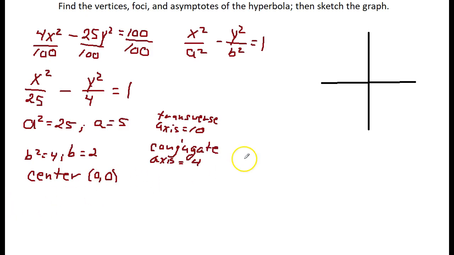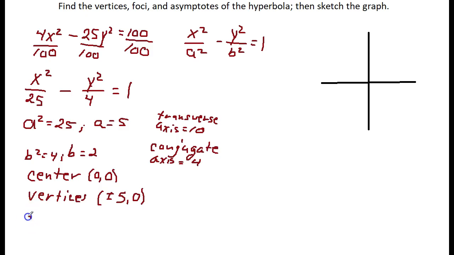Now let's see, our foci. Oh, I might as well write the vertices. This is an x value because a is under the x squared. So my vertices, that makes this a horizontal hyperbola, are at plus or minus 5, 0. Now let's find our foci.